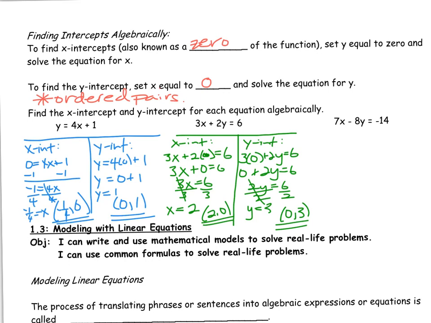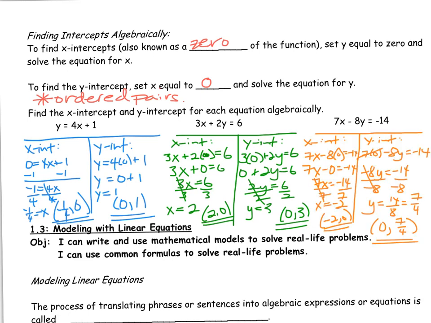All right, we have one left. 7x minus 8y equals negative 14. Press pause, determine the x and y intercepts, and if you get fractions, always simplify completely. For our final equation, 7x minus 8y equals negative 14, I hope you got the same answers I did. The x-intercept is negative 2, 0, and the y-intercept simplified is 0, 7/4.